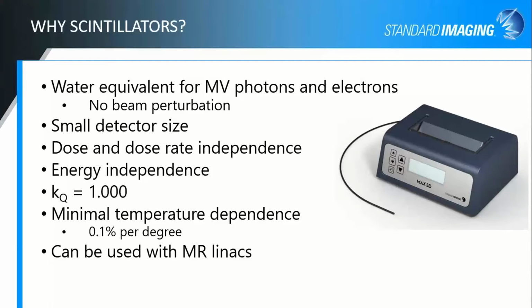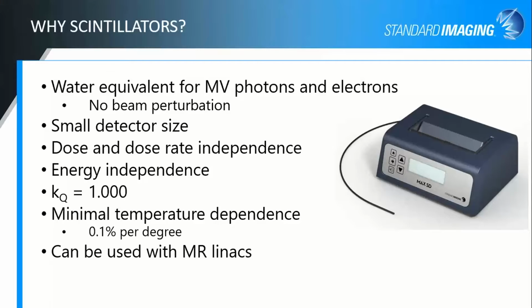They can be made very small. They don't show dose or dose rate dependencies or energy dependencies. And the beam quality correction factor is unity, again, because of that water equivalence. There is a minimal temperature dependence with these. If you were to calibrate them at room temperature and then use them, say, at body temperature, we are not cleared yet for on-patient measurements, but somewhere down the road, if we do get cleared for that, there may be a correction that needs to be applied if you're characterizing at room temperature and measuring at a higher temperature. But if all you're doing is QA measurements all at room temperature, you can usually ignore any temperature dependence.